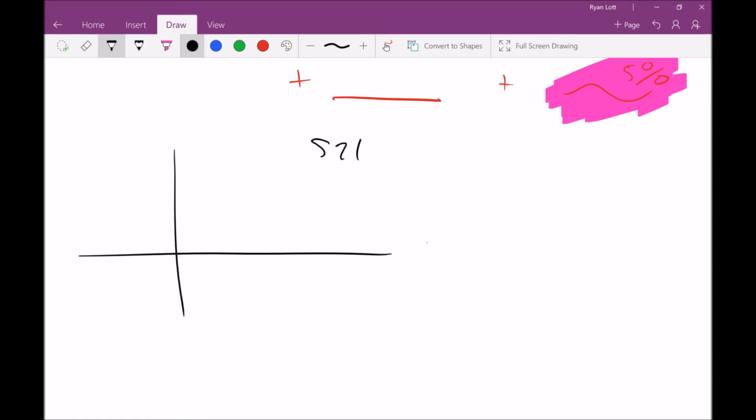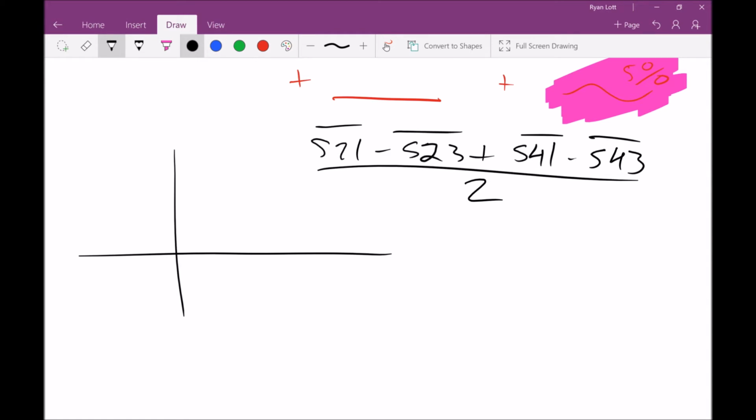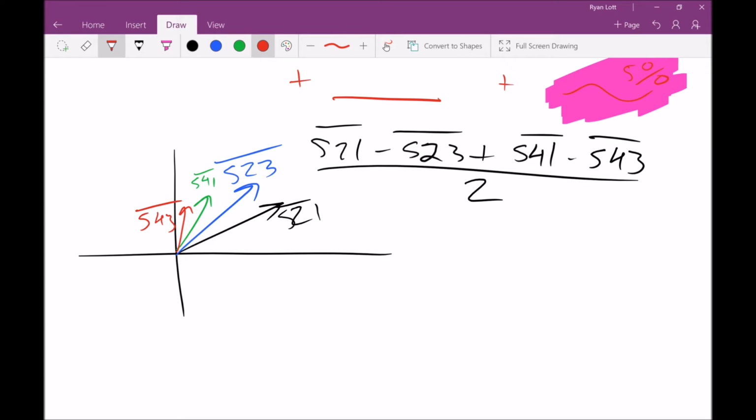Draw a formula one more time. S21 minus S23 plus S41 minus S43, all divided by 2. So you can imagine you have one S parameter, that's S21, another that's S23, another that is S41, and then another one that is S43. Now they don't look like this in real life when you make actual measurements, but let's just assume this case.